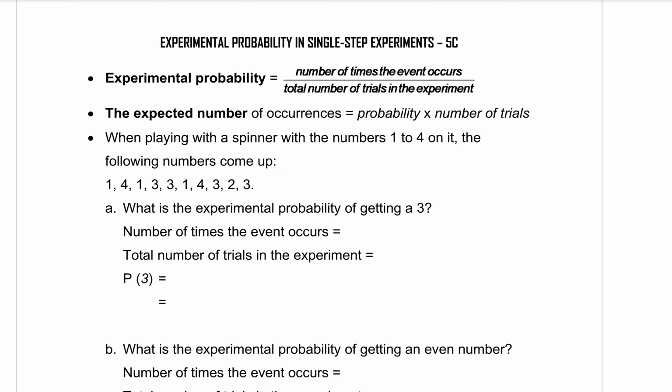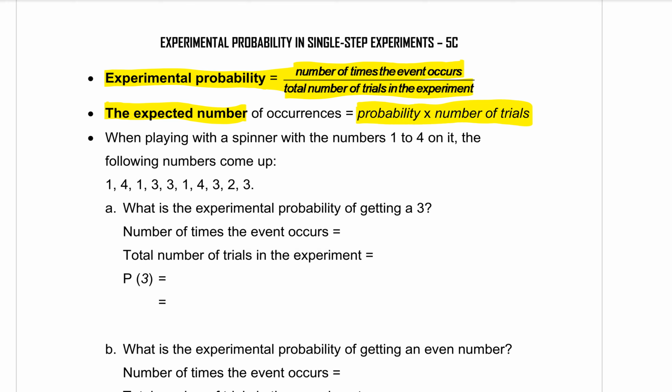So the formula for experimental probability is very similar. Experimental probability is equal to the number of times the event occurs when you do your experiment over the total number of trials in your experiment. If I was trying to find the expected number of something to occur, so expected number of 6s, what I would do would be to times the probability of getting that 6, or whatever the outcome is that I'm interested in, and I would times that by the number of trials, or the number of times that I do the experiment.